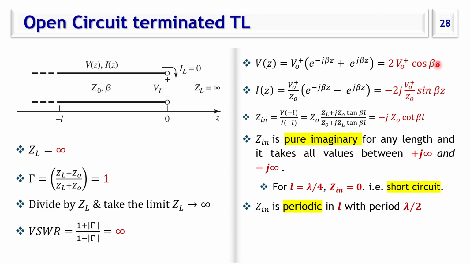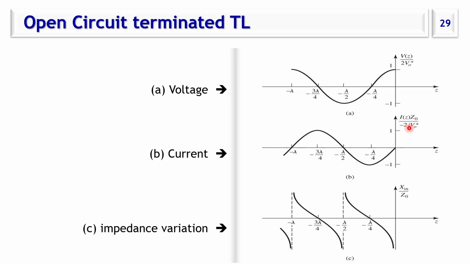The voltage waveform would take the form of a cosine. The current would take the form of a sine. Z input will be pure imaginary with this format. In the special case of lambda over 4, the open circuit will look like a short circuit. So if we want to implement an input impedance of an open circuit, we can just make it open, or we attach a short-circuited lambda by 4 transmission line. So this is the voltage waveform, current waveform, and the impedance, and the impedance is periodic with a period of lambda over 2.